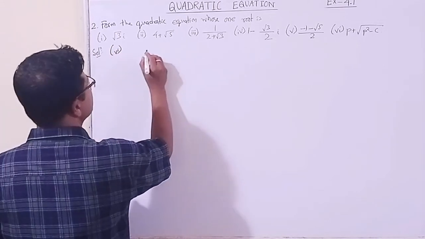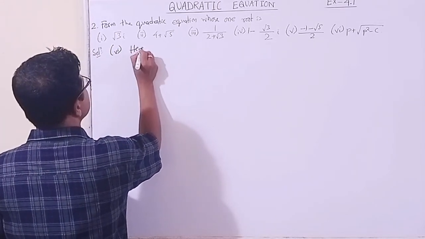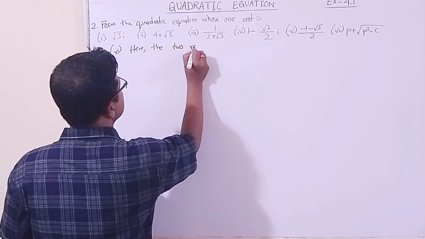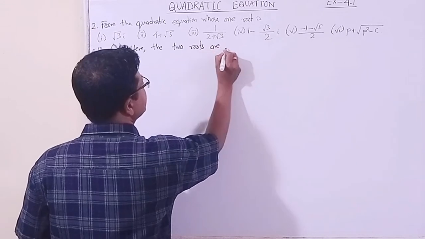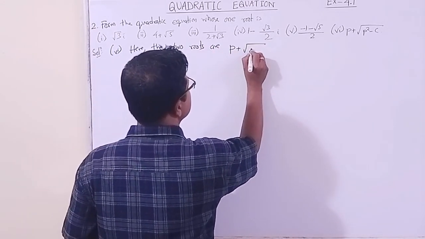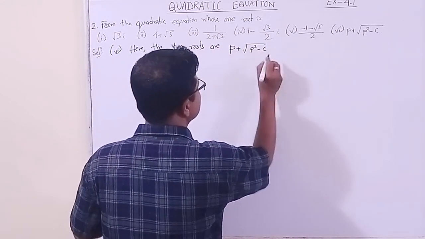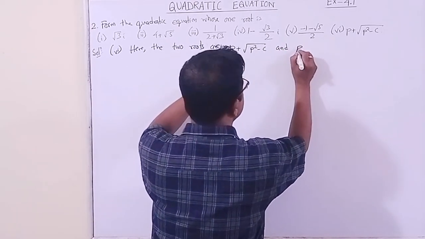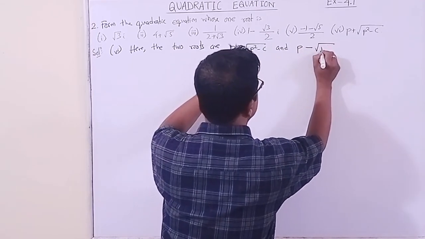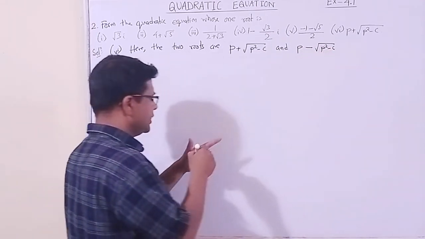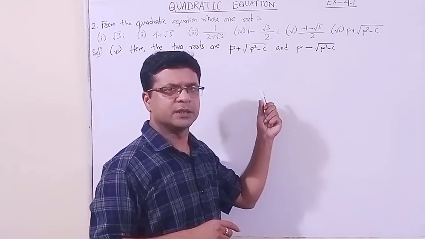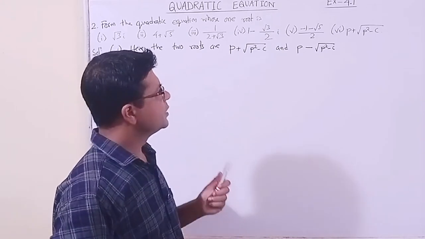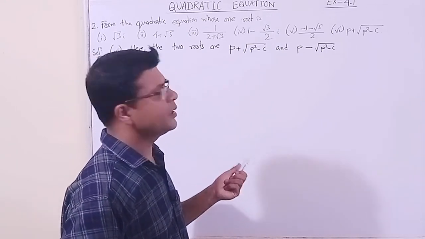Then we are in the last one, number 6. Okay, this is also very simple. Here the two roots are p plus root over p square minus c. One is this, and what is the next one? Obviously its conjugate. What is the conjugate of this? P, and it will then be minus root over p square minus c. Again, initially I have said this is a special case. This is a case when the roots are either irrational or complex or imaginary numbers.